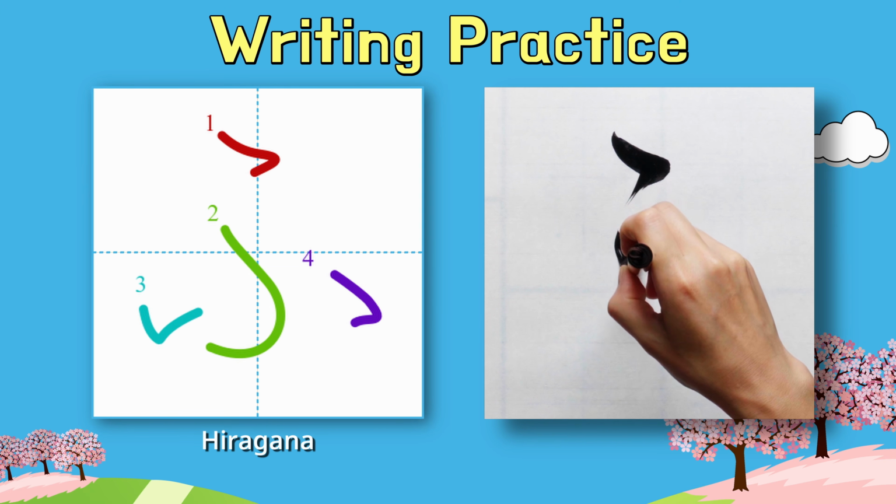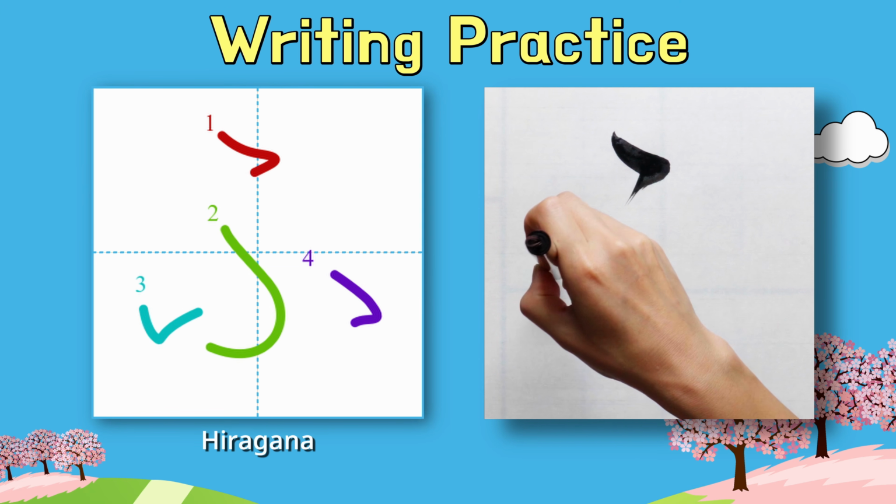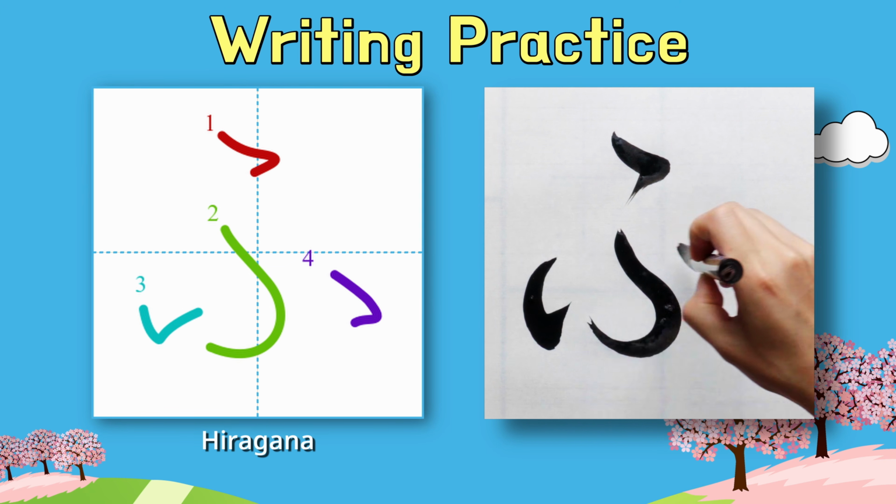The hiragana fu will look best if you remember that every cutback and loop is aiming at the next stroke.